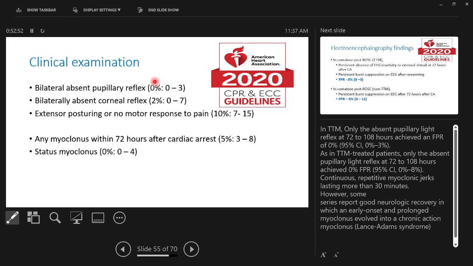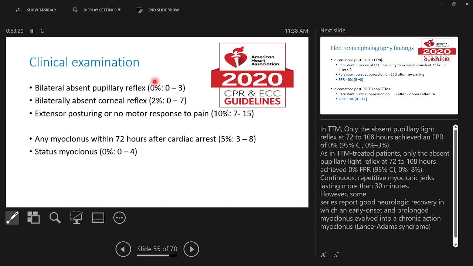Regarding the clinical examination, if we find an absent bilateral pupillary reflex after 72 hours, then the false positive rate is around 0%, but it may be 0 to 3%. And if we find an absent bilateral corneal reflex, it also has a very bad neurological outcome. Also, if you find any extensor posturing or no motor response to pain, like M1 or M2, then it also has a very poor prognosis, but it has a relatively high false positive rate.